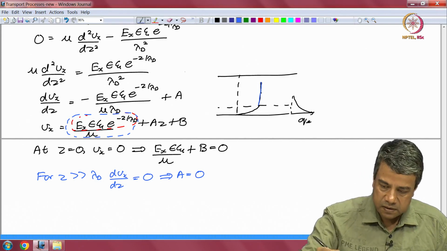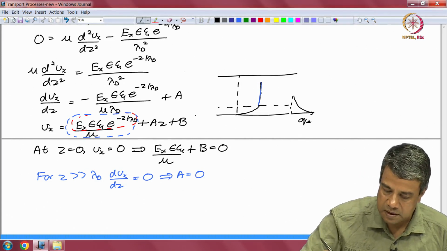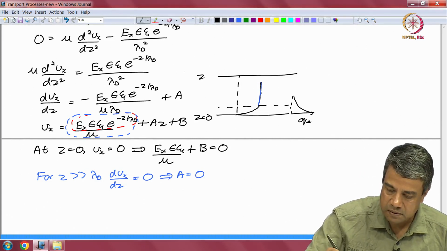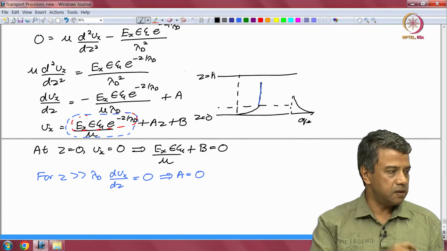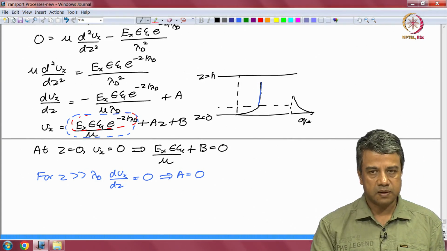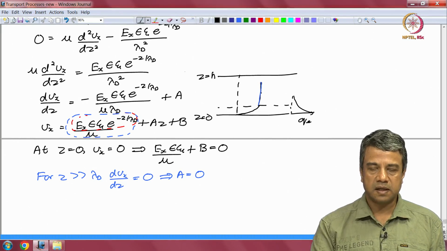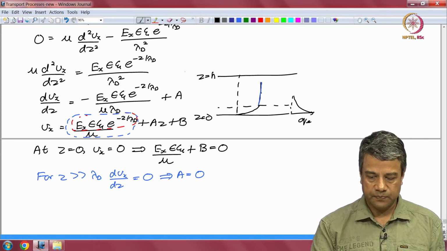So, the walls at z equal to 0 and z equal to h are both stationary. You cannot have a relative velocity between those. That means that the velocity gradient has to be 0 in the limit when z becomes much larger than lambda d. That implies that A is equal to 0.